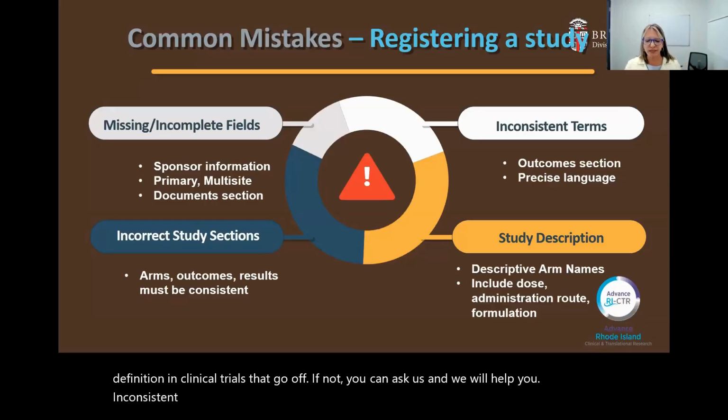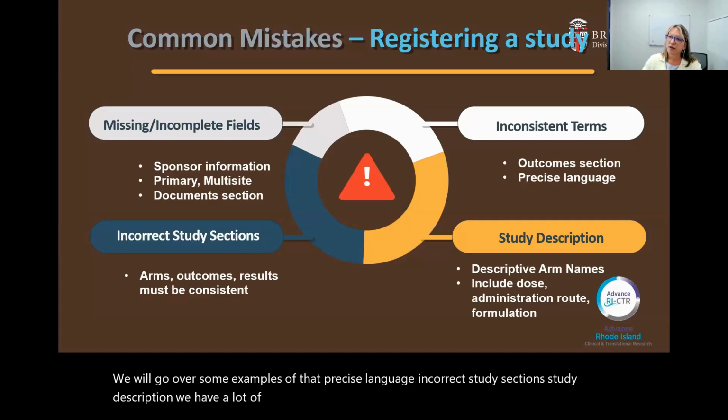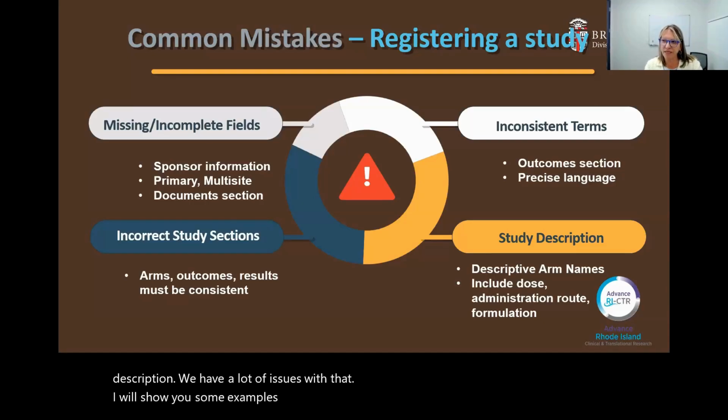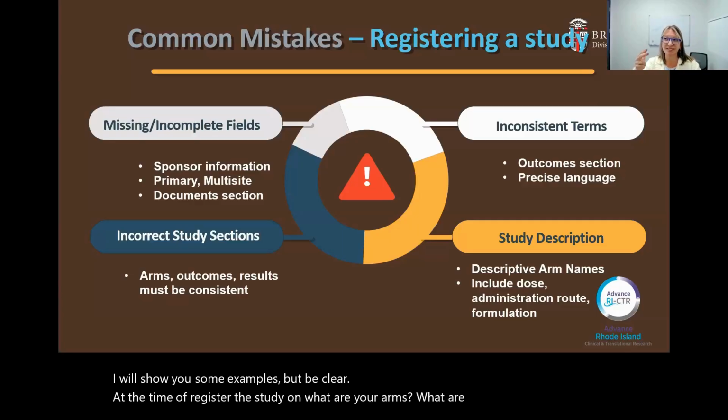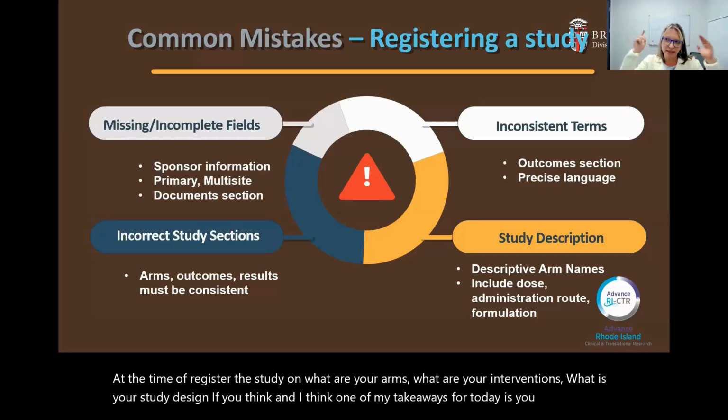Inconsistent terms, that's a big problem. We will go over some examples of that. Precise language, incorrect study sections, study description. We have a lot of issues with that. I will show you some examples, but be clear at the time of registering the study on what your arms are, what your interventions are, what your study design is. And I think one of my takeaways for today is you have to start with the end in mind.